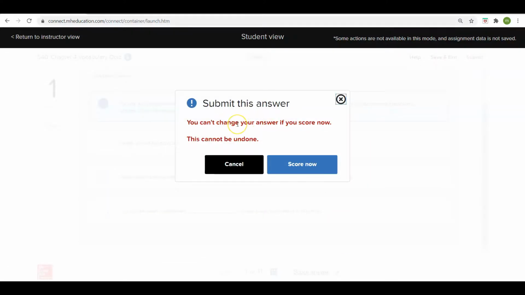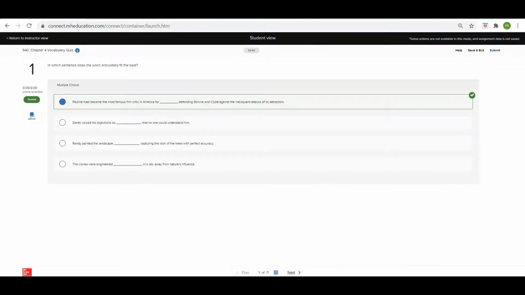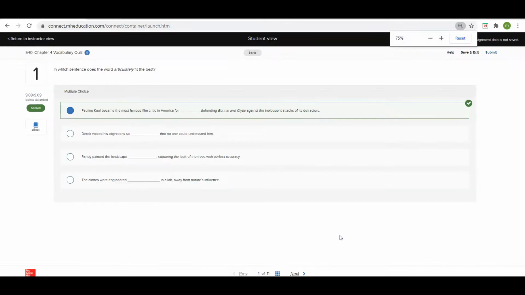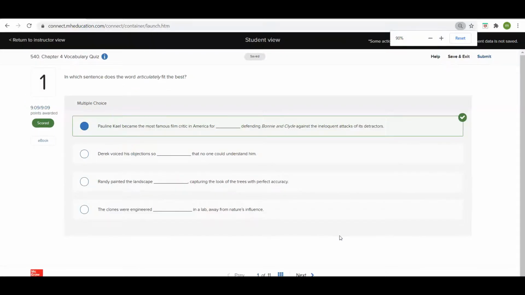You can change your answer if you score now. All right, students. So when I clicked kind of off camera, I went ahead and hit the score. Hit on the score. And remember, before here it said score. Let me make it a little bit bigger. Well, let me do it. Let's see. Okay, there we go.